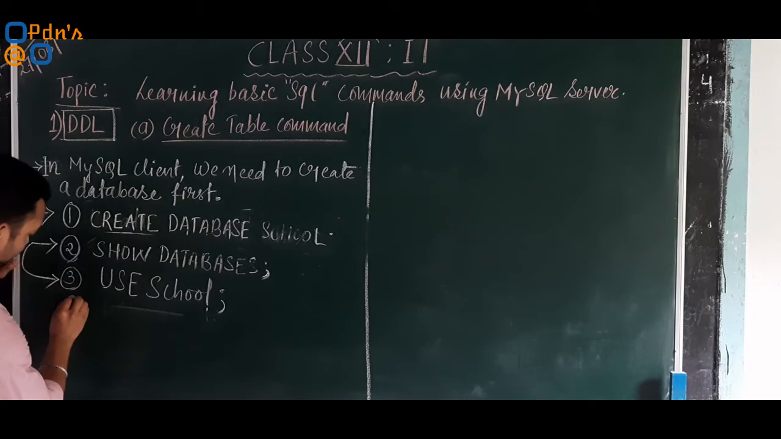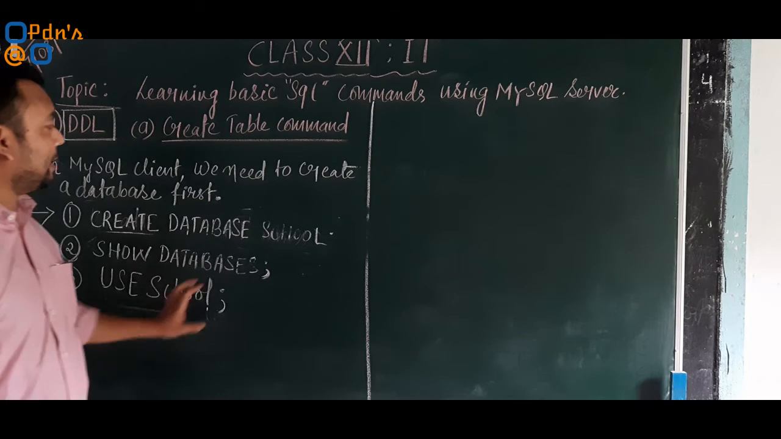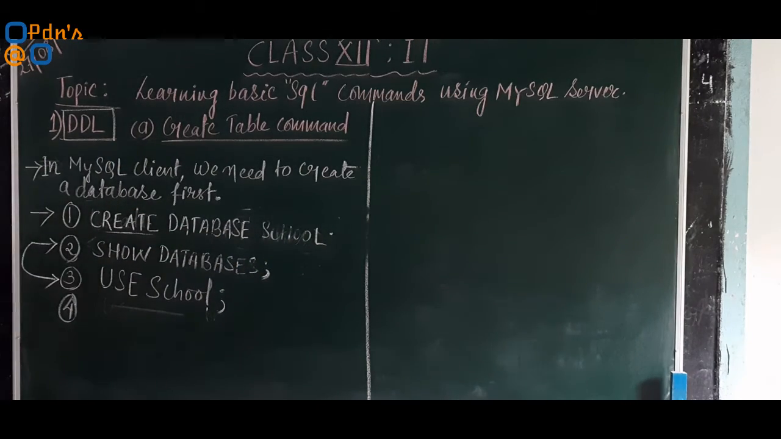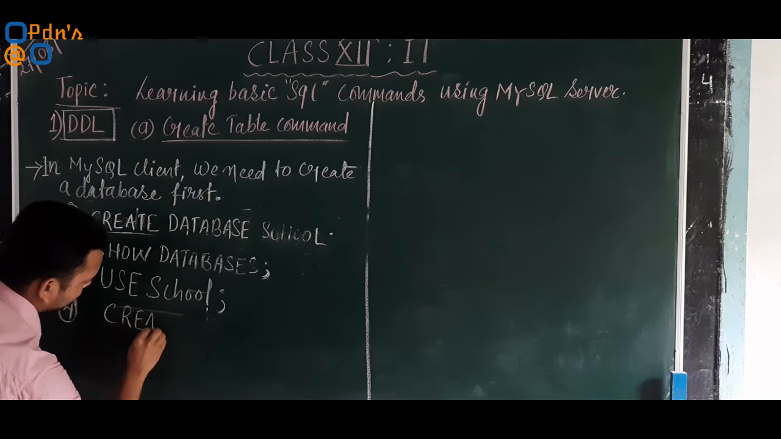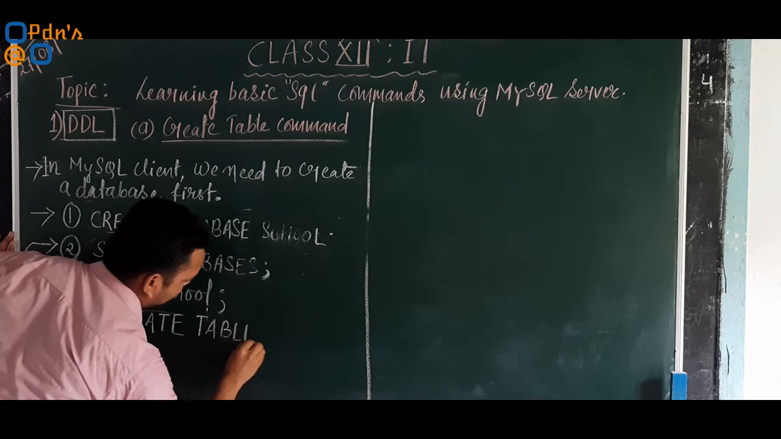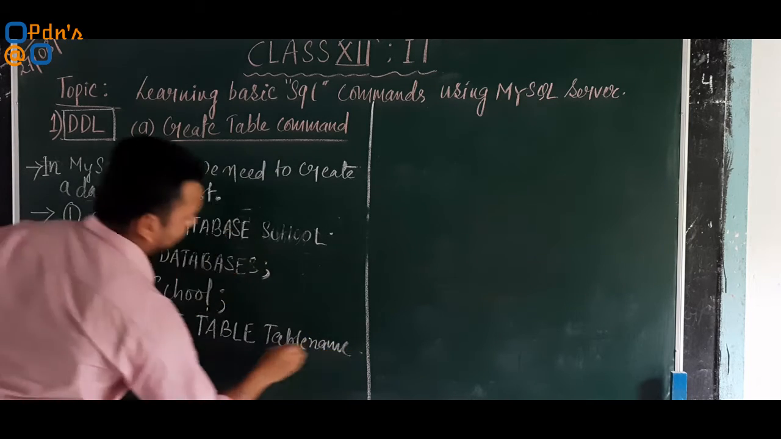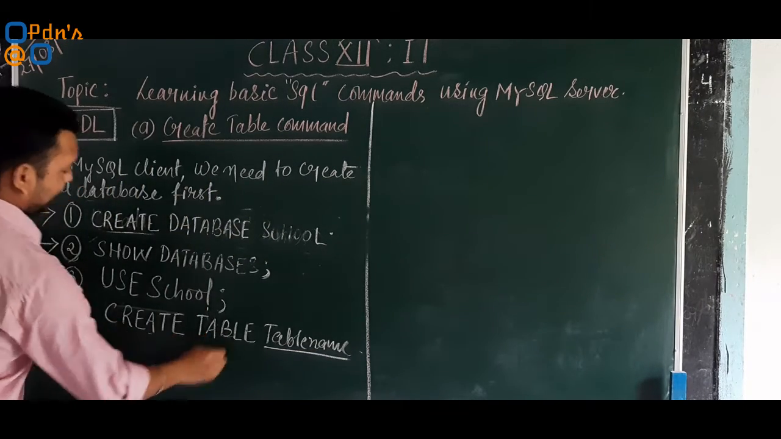Now the fourth query is the query by means of which we are going to generate the table. There is a general syntax for inserting a table into our database. The syntax goes like this. For example, create table, table name. Whatever the name of the table may be, that has to be denoted by this table name. This is the command for creation of a table.